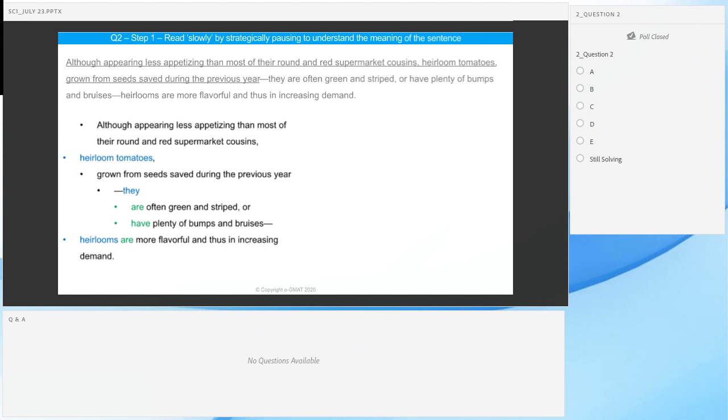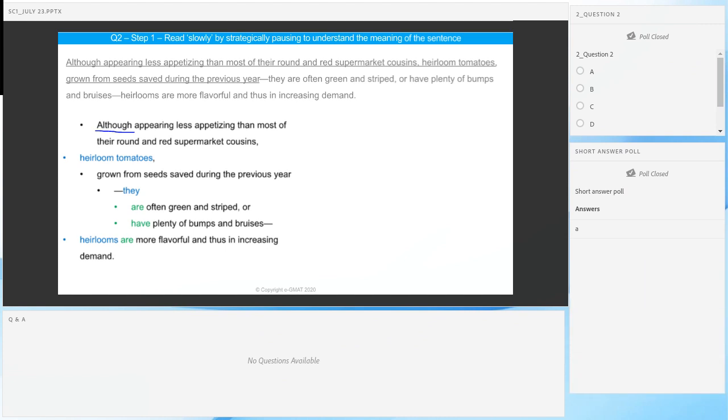Although, my very first word is a contrast presenting expression. So I know that we are going to read a contrast in this sentence. And I have a lot of questions for you in this sentence, because we are going to solve it together. So on your screen, you can see a short answer poll. So wait for my question. When I ask you the question and I reopen the poll, that's when you're going to answer my questions, okay?